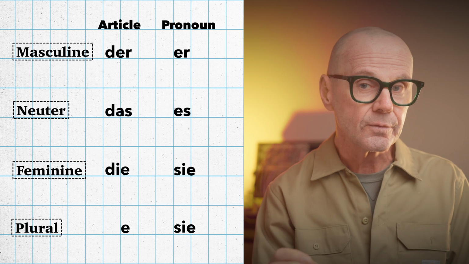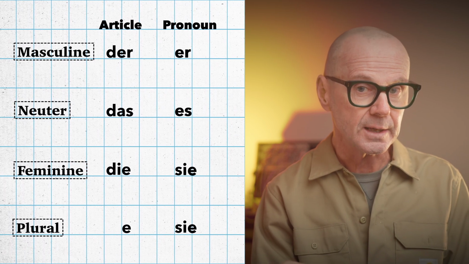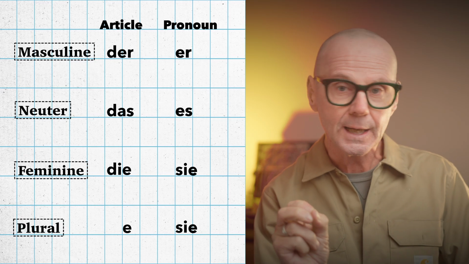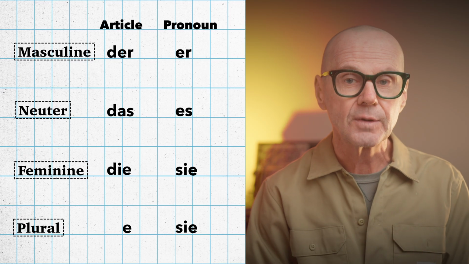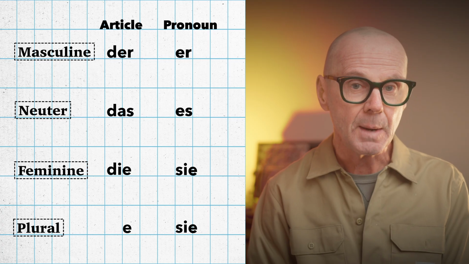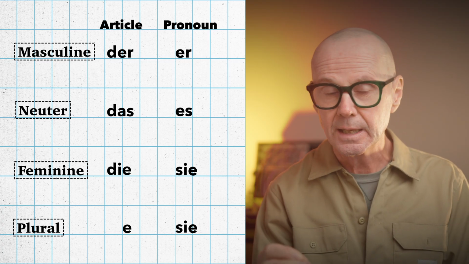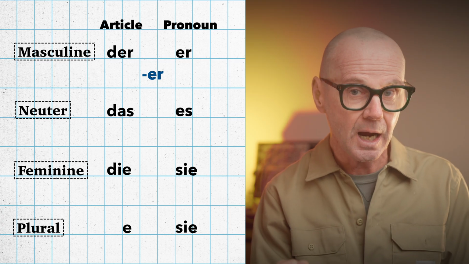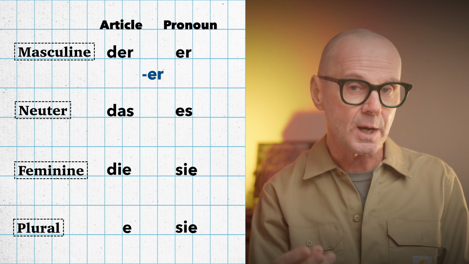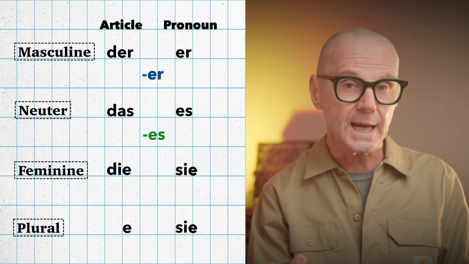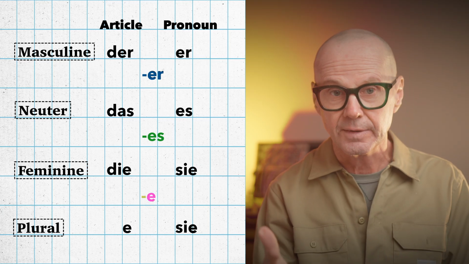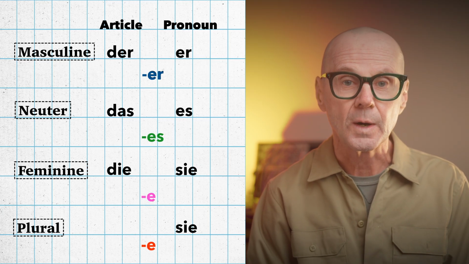Let's look at all of these articles and pronouns. Now, if we had to pick one letter, just the one letter here, that points to the fact that our nouns are masculine, then we'd probably say it's some form of a, since there's an a in der and there's another one in er. And it would be s for the neuter nouns and an e for the others, the feminine ones and the plural ones too.